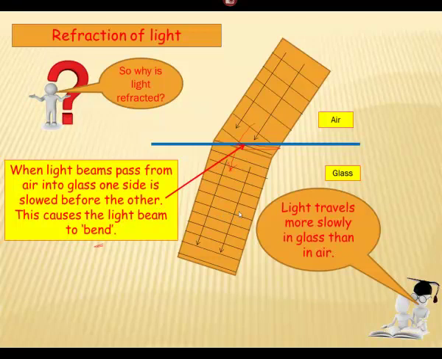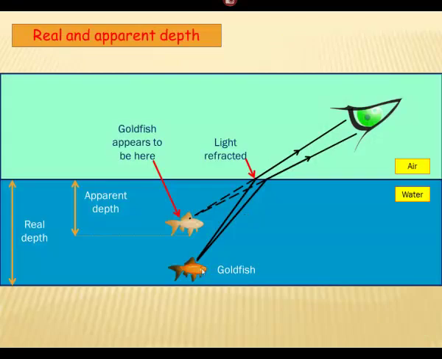Say for example you're looking at a goldfish. You've got a pond in the garden. Here's your goldfish. Your goldfish is swimming down here at the bottom of the pond. Now you don't see it at the bottom of the pond. You actually see it at a higher point in the water, what's called the apparent depth. Okay, you see apparent depth there, whereas the real depth is much more down here.